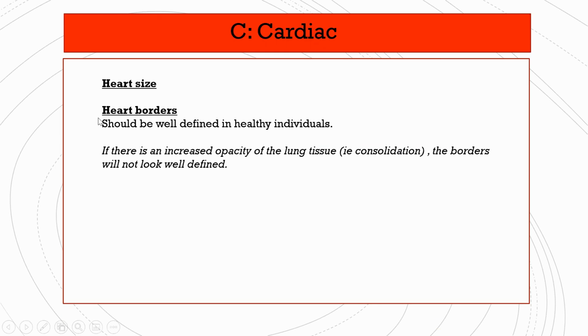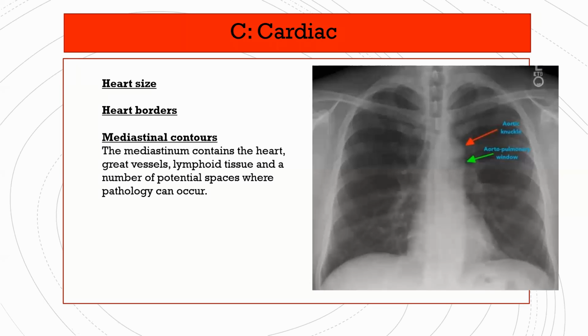So you need to look at the heart borders because the heart should be well defined. It shouldn't be blurry. If it's blurry, it means there's actually something next to the heart, like consolidation, and that will make it blurry. So you should always have well-defined borders of the heart. So you see how smooth the border is here? You can trace it right down, okay? It's not fuzzy, it's clear borders, okay?